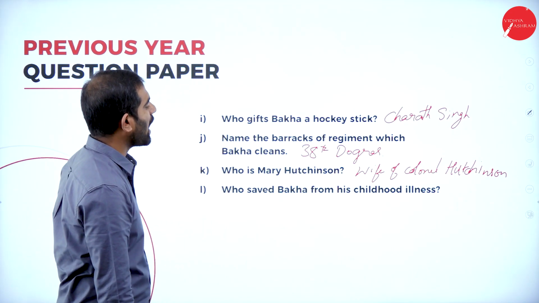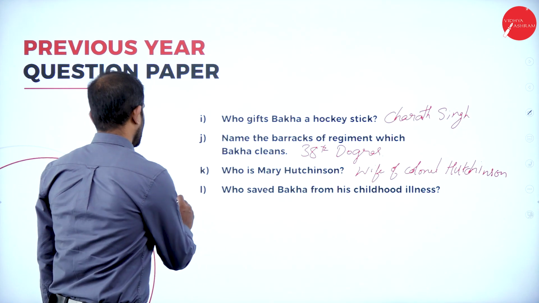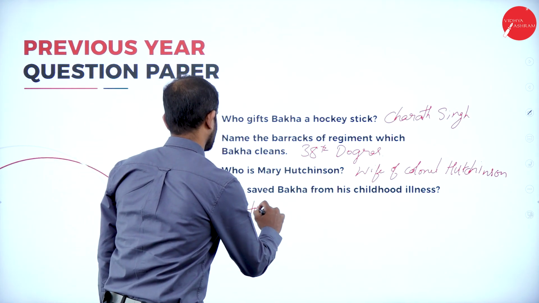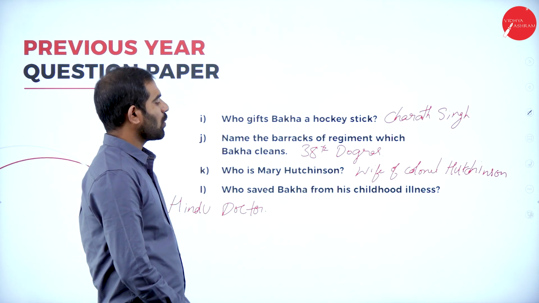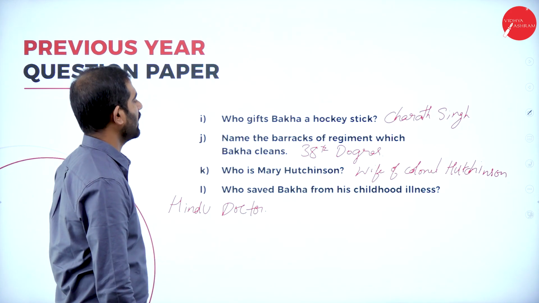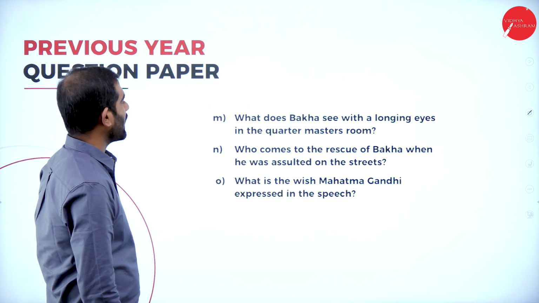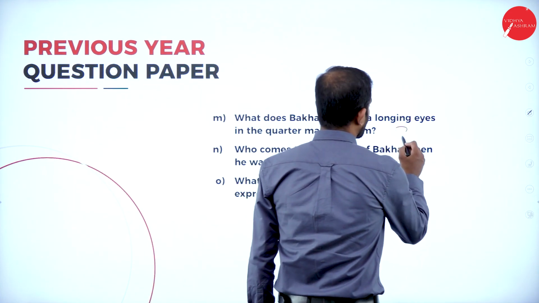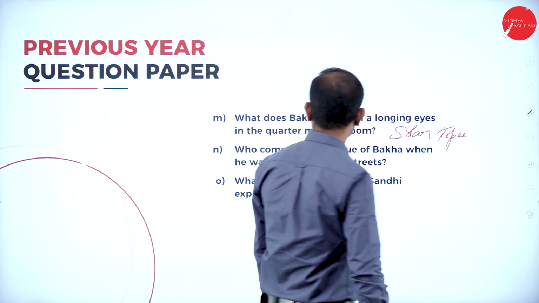Who saved Bakha from his childhood illness? Hindu doctor. Hindu doctor is the one who saves Bakha from his childhood illness. What does Bakha see with the longing eyes in the quartermaster's room? It is Sola Topi, which he is very fond of.